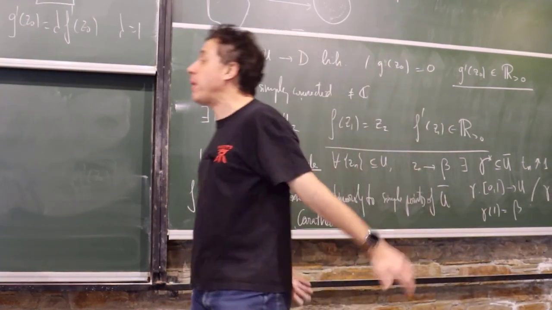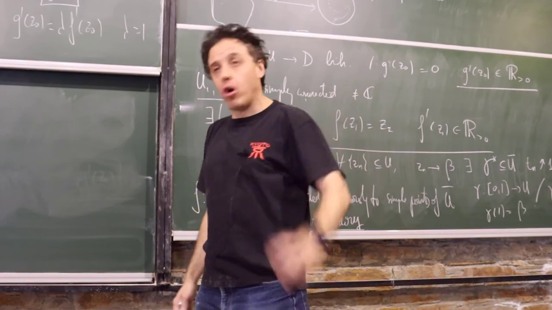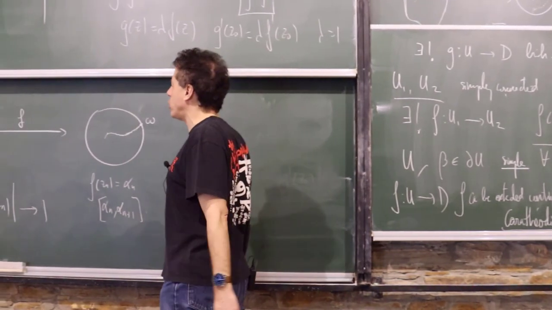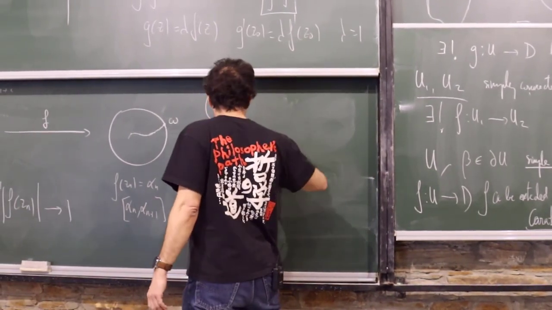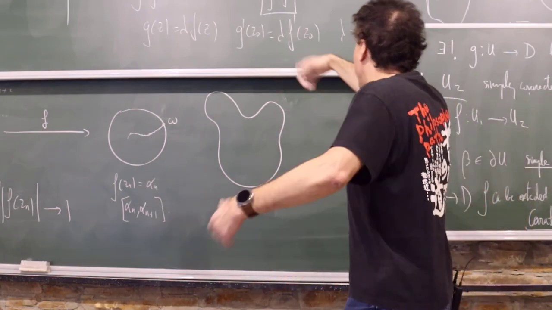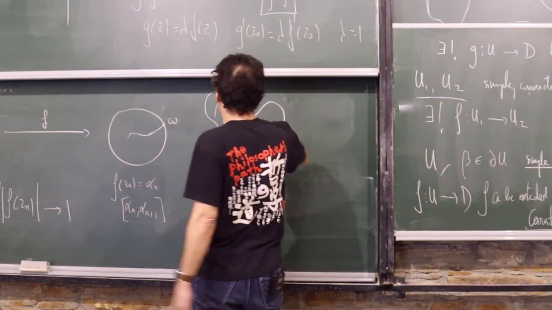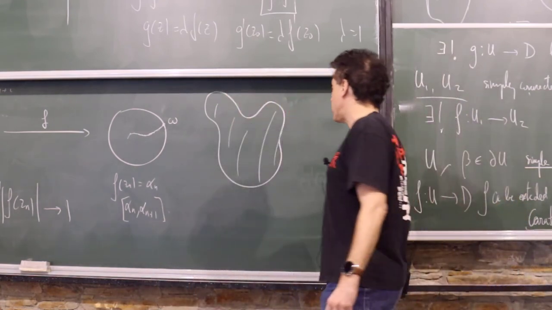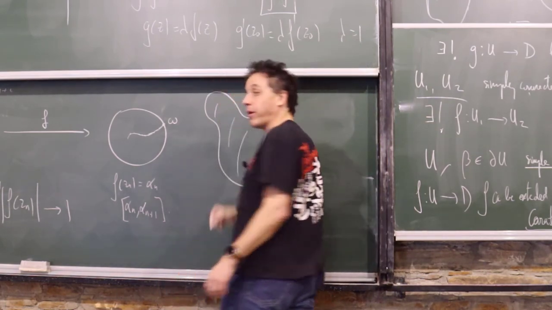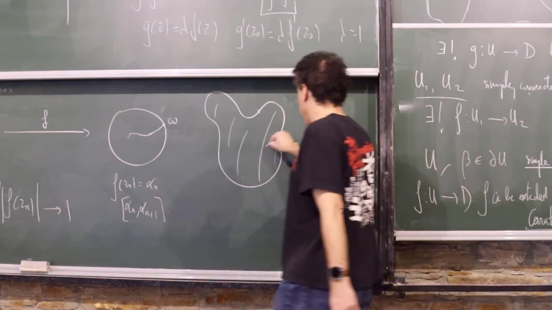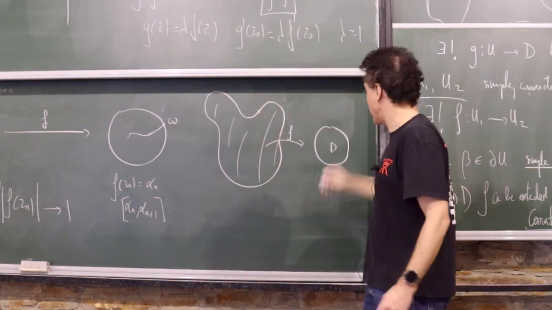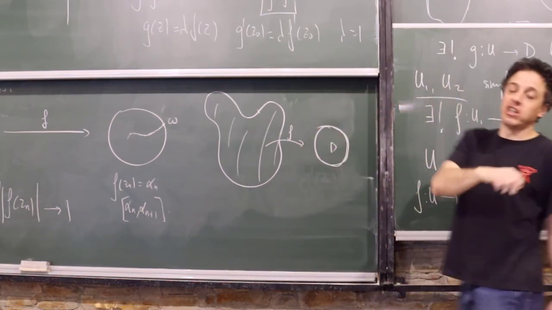So any biholomorphism can be extended to simple points on the boundary continuously. So sometimes, for instance, if your simply connected domain is bounded by a simple curve, let's say a continuous curve, or even a C1 curve, and your domain is the interior of this simple curve, you can show that in this case points on the boundary are simple. So any biholomorphism to D can be extended to the boundary continuously.